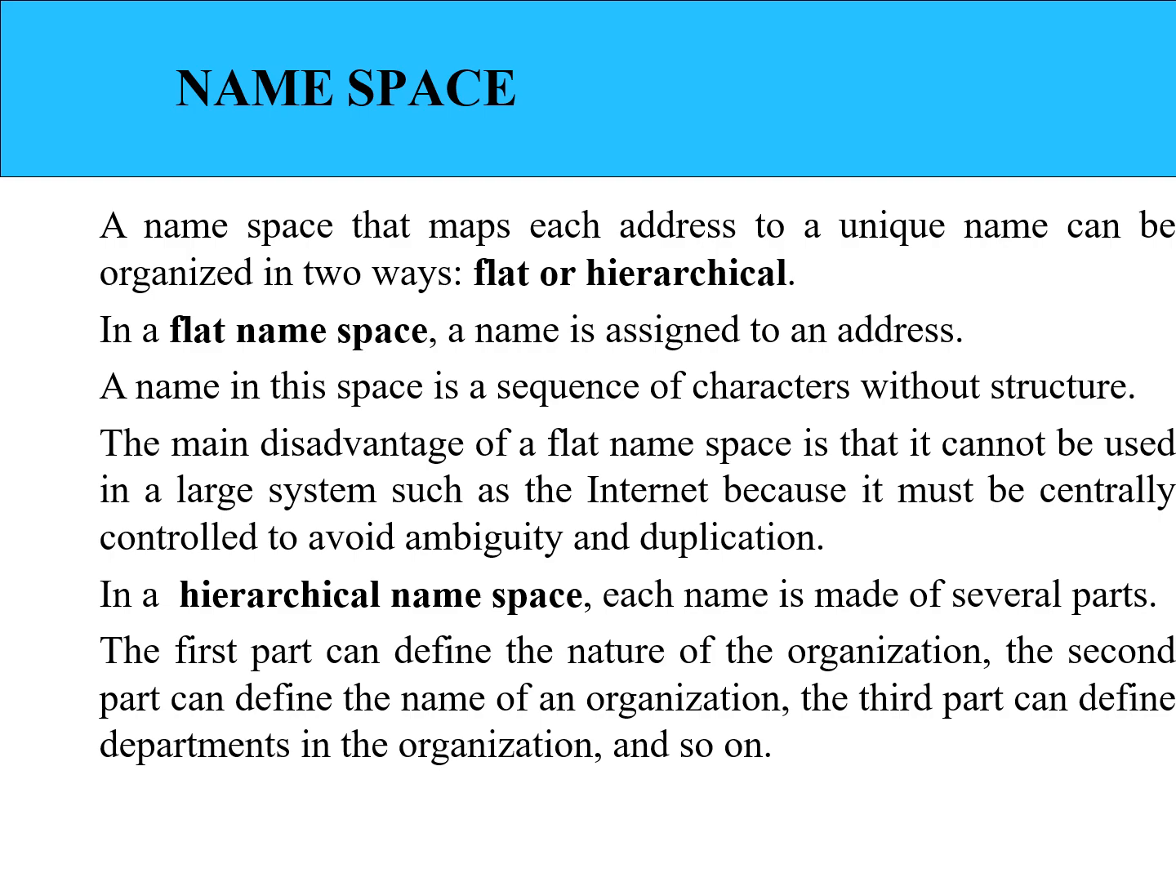Each name is made of several parts. The first part can define the nature of the organization. The second part can define the name of the organization. The third part can define the departments in the organization and so on. So basically, in the internet, we follow the hierarchical namespace.